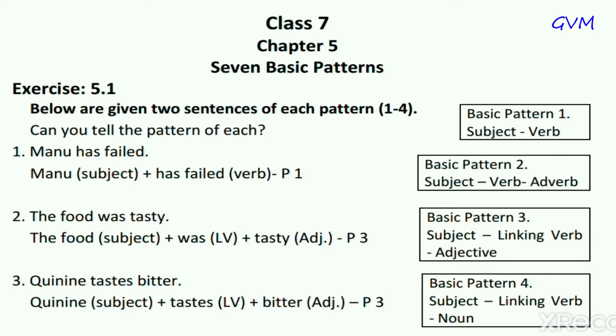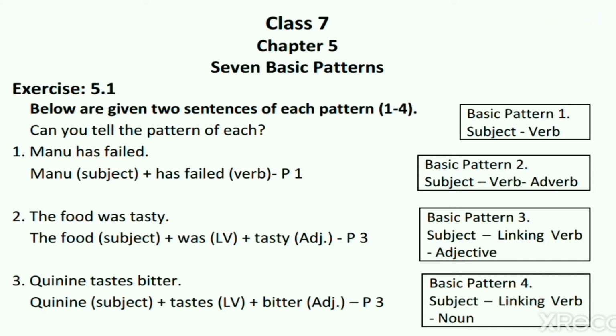Let's start exercise 5.1. Below are given two sentences of each pattern, first to fourth. Can you tell the pattern of each? First one is Manu has failed, and in this statement we use pattern number first. In pattern number first we use subject plus verb. So in this sentence Manu is subject and has failed is verb. So we use pattern first.